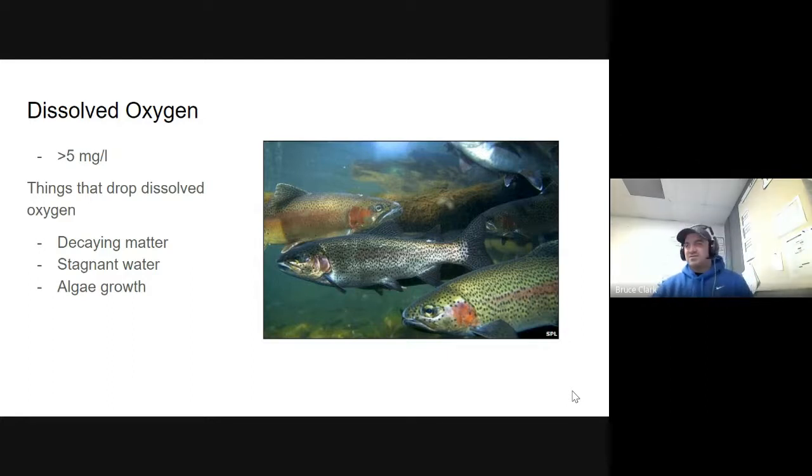Things that drop dissolved oxygen would be decaying matter, so dead stuff in the water, stagnant water, so if the water's not moving, and lots of algae growth. Okay, if we see those three things in our bodies of water, we know that, hey, this isn't necessarily a healthy ecosystem. Big lakes, yeah, they might have some more algae growing there, but for rivers and streams, we don't want those kind of things.